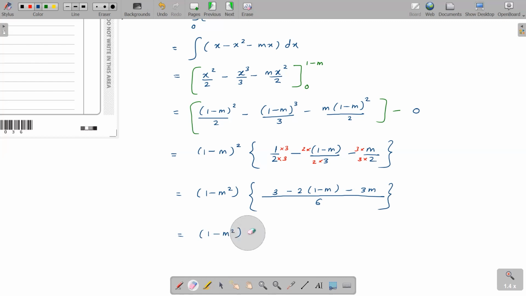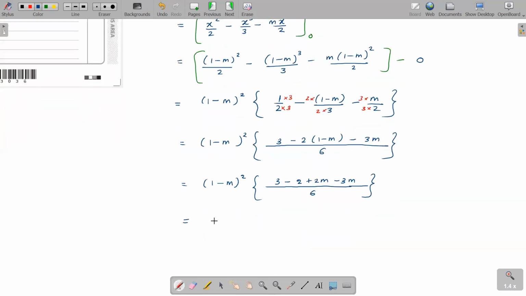(1 minus m) square. Actually, the square should be outside the bracket, right? The square is supposed to be (1 minus m) outside the bracket. Open the bracket here. 3 minus 2 into 1 is 2, minus 2 into minus m is plus 2m minus 3m, over 6. (1 minus m) to the power 2. What's happening here? When you simplify, 3 minus 2 is 1, plus 2m minus 3m is minus m, over 6.